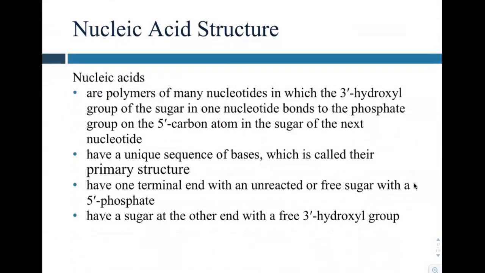So their primary structure, again, is just the sequence of the bases. And so we only really focus on the sequence of those bases when we're talking about DNA and RNA, because the sugar and the phosphate are the same for every bit of DNA. It's all deoxyribose. Every bit of RNA is all ribose. And so what's different about them is the bases. So we just name them by the bases themselves.